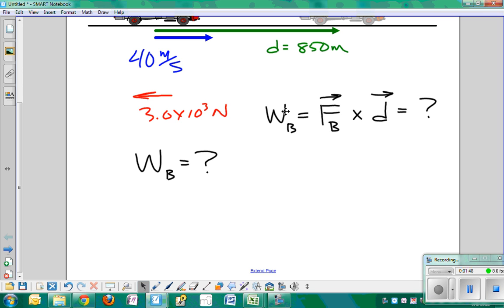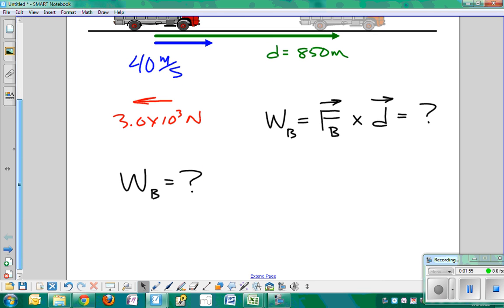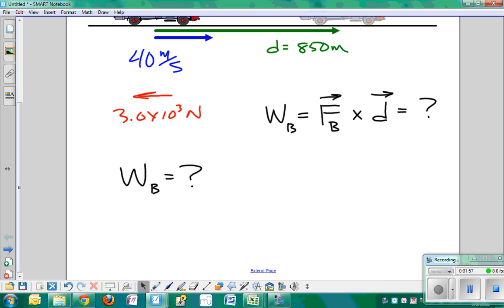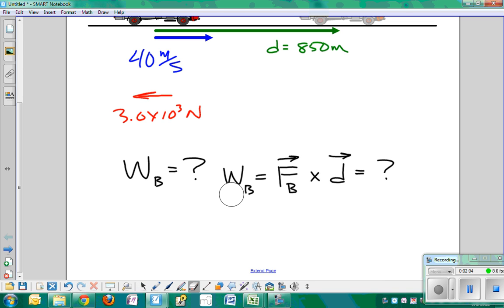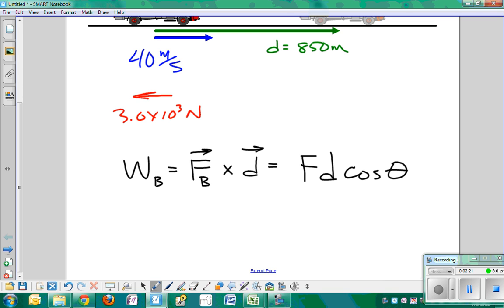And looking from a strictly conceptual point of view, we have to expect that the brakes are going to slow the truck down. If we're slowing the truck down, we're decreasing its kinetic energy, so we should end up with a negative work. We just think about that ahead of time. So the work done by the brakes here, let me fix this up a little bit, is equal to F dot D. And remember, what was the definition of F dot D? That is the magnitude of F times the magnitude of D times the cosine of the angle between them, theta.